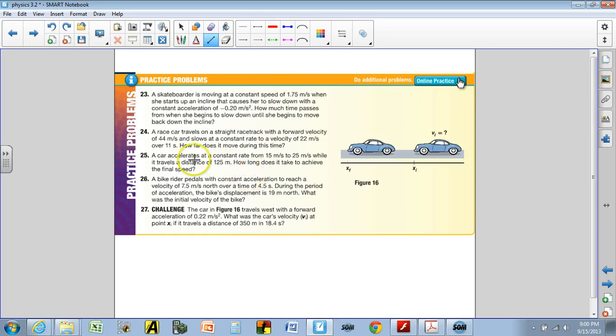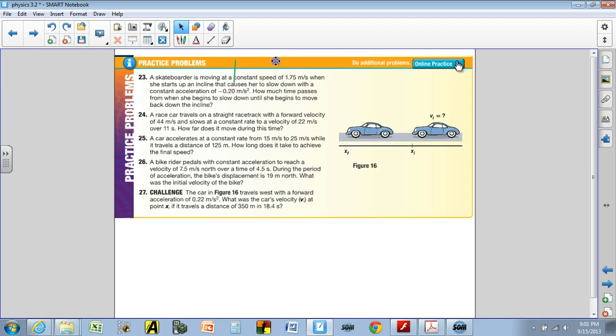Finally, we have a car accelerating at a constant rate from 15 meters per second to 25 meters per second while traveling 125 meters. How long does it take to achieve final speed? So we're looking for a time equation. So let's go ahead.